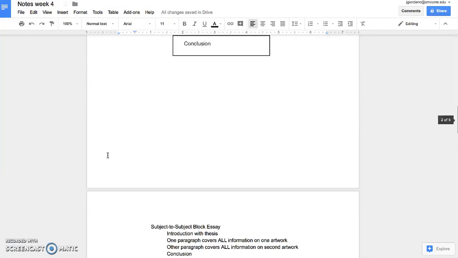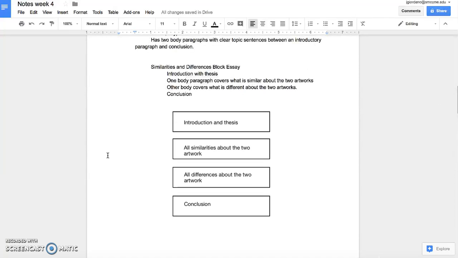So the most basic way to think about a compare and contrast essay is to develop an introduction and a thesis like you would any piece of academic writing. And then from there, you talk about everything that's similar about both artworks in one paragraph. Then logically, you would start another paragraph and talk about everything that's different about each of the two artworks, and then share your findings in a conclusion. That's the most basic way to do it.